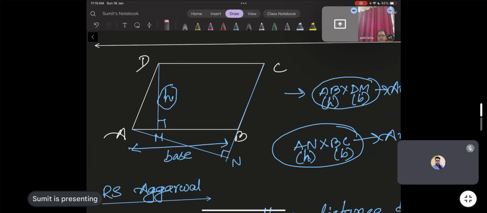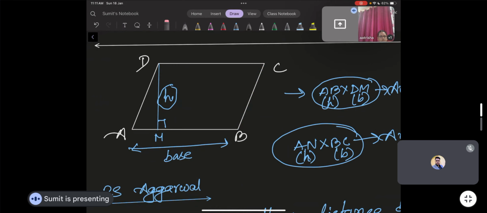Now if I am erasing this thing, then in this diagram how can you find the area? Height into base. Height means DM and base means AB. So this height, what is it called? What will we call this height?